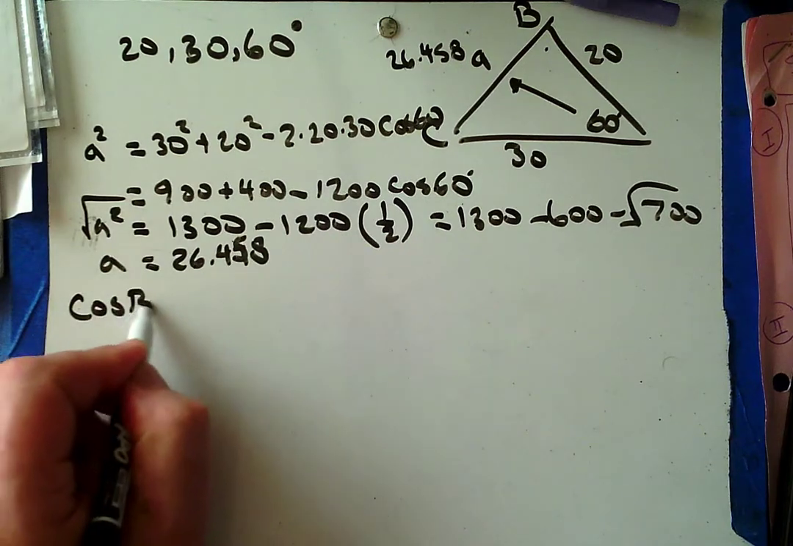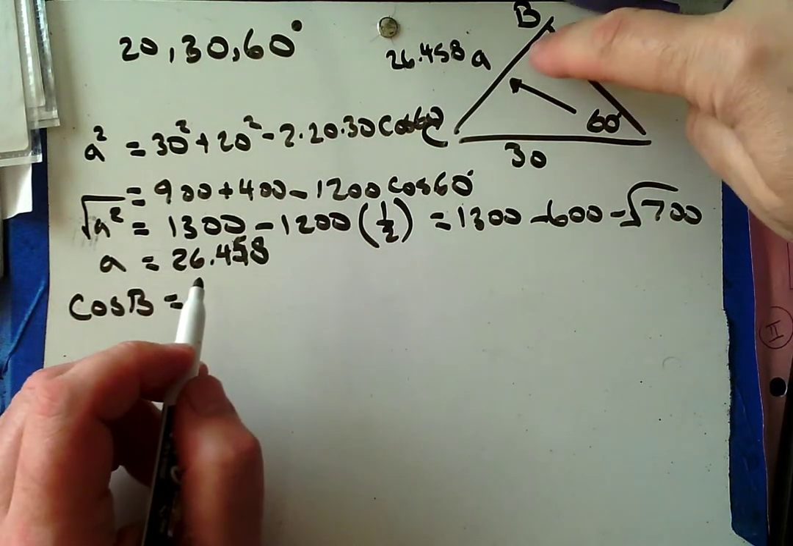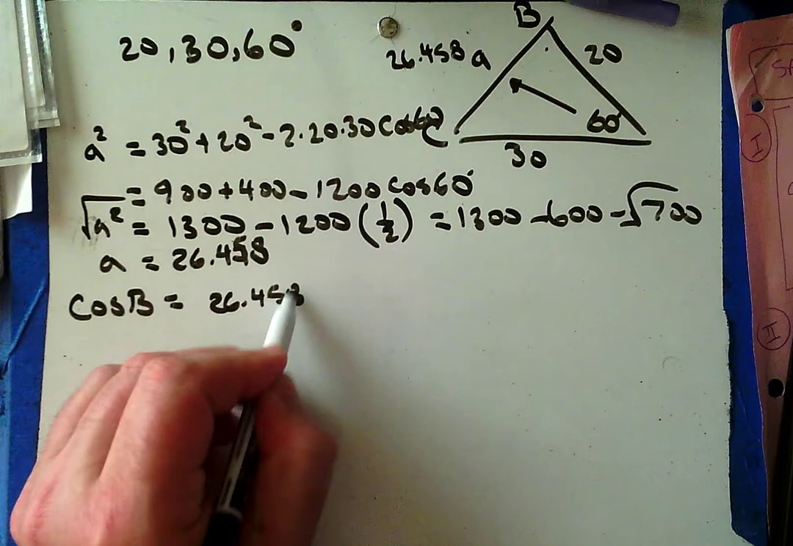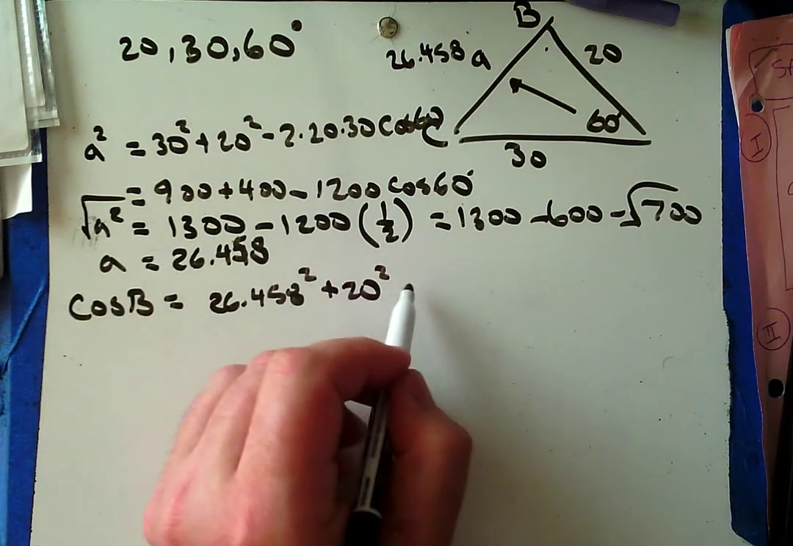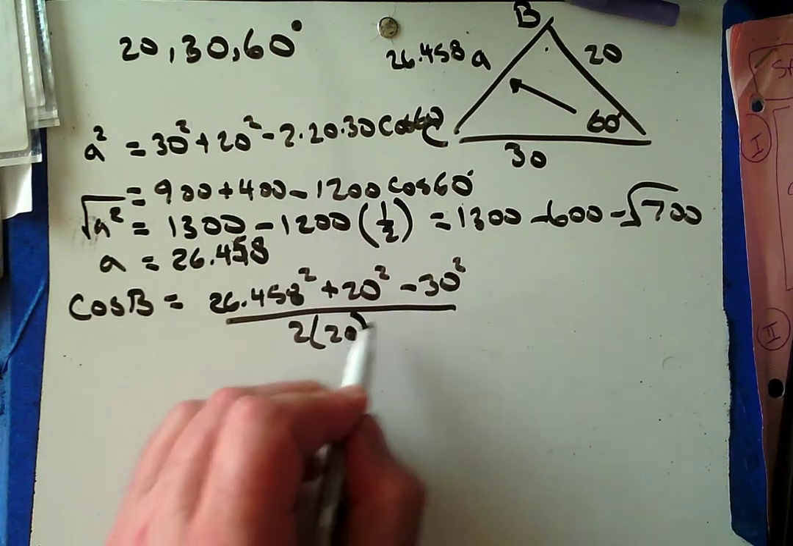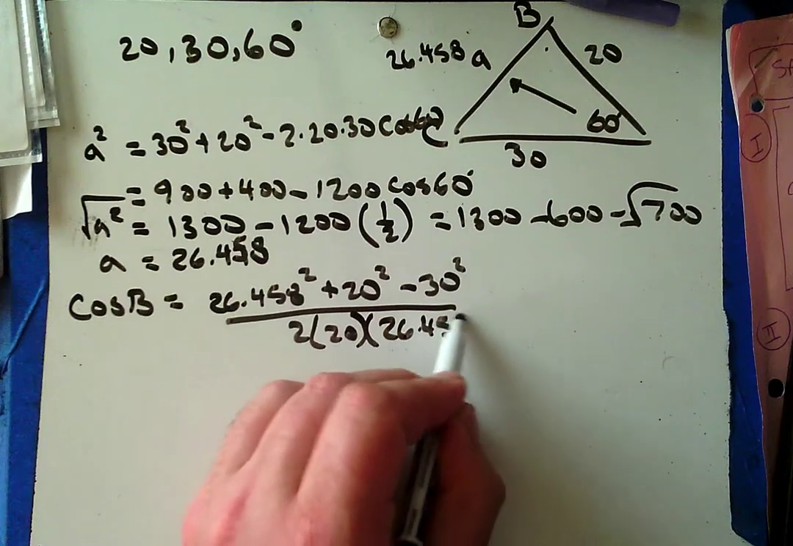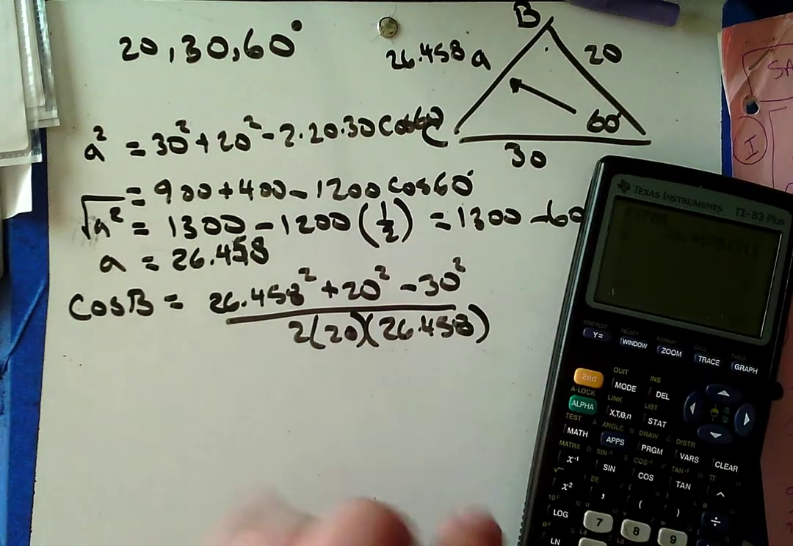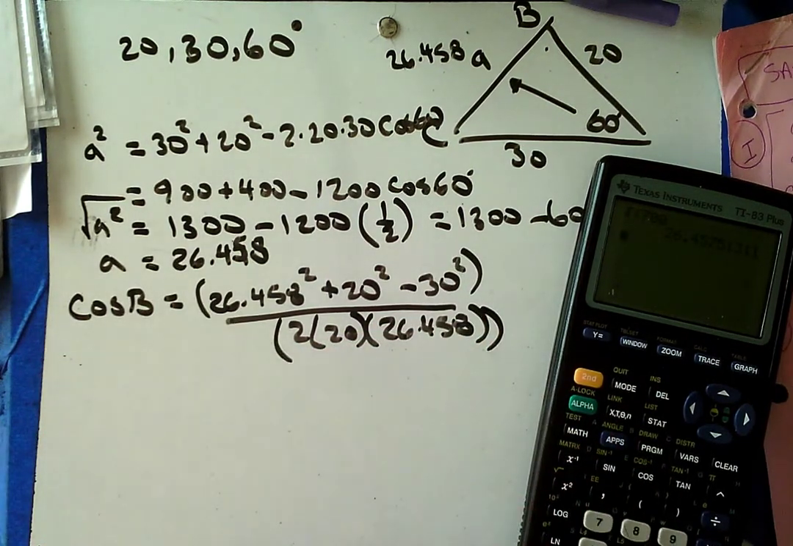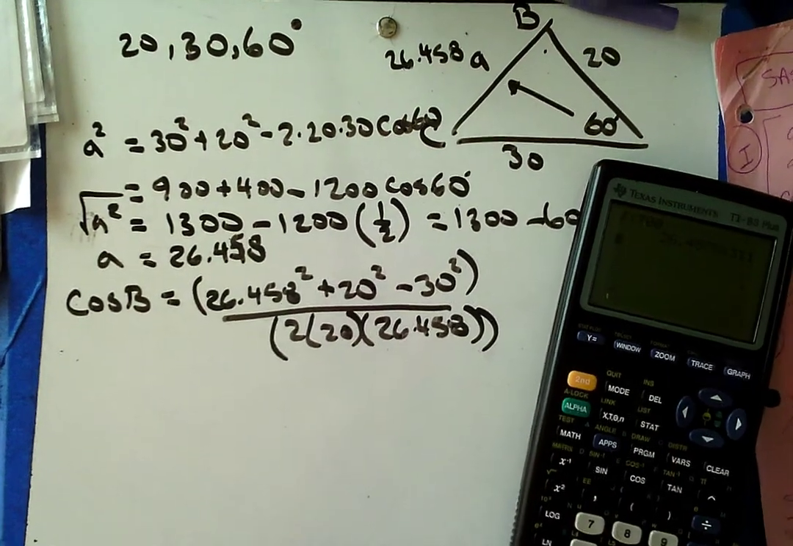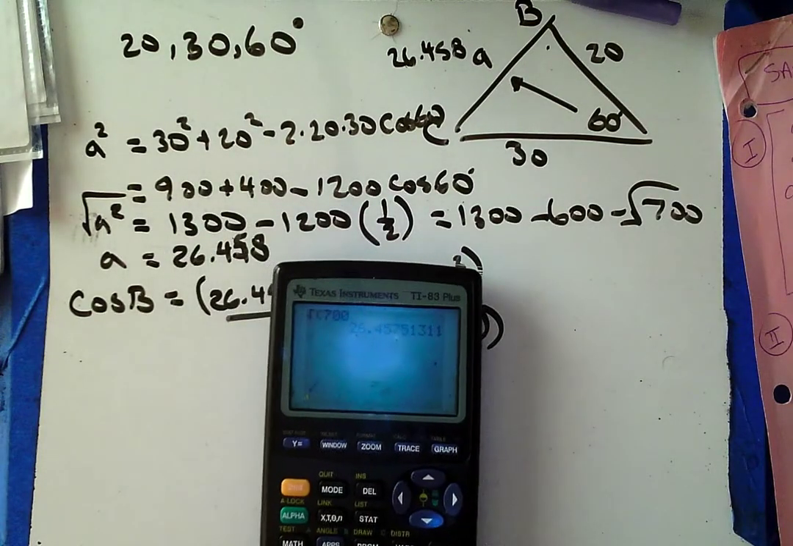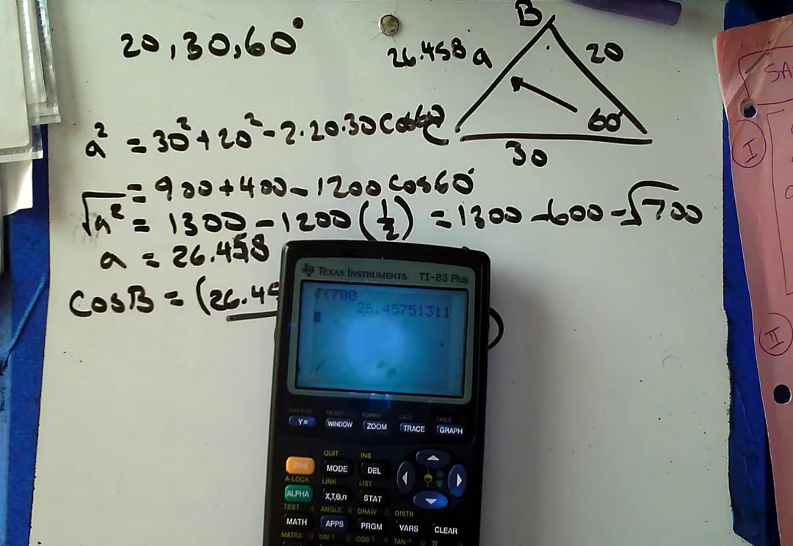We know that cosine of B would be a squared, 26.458 squared, plus 20 squared, minus 30 squared, over 2 times 20 times 26.458. Okay, so remember, all of this stuff should be in parentheses, as should all of this when you type that sort of thing into your calculator.